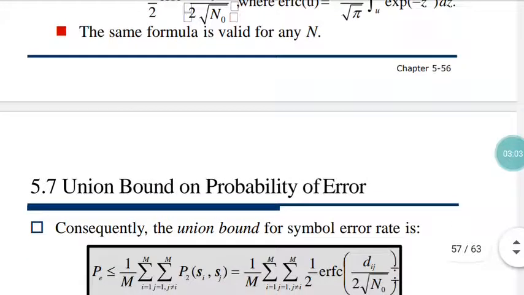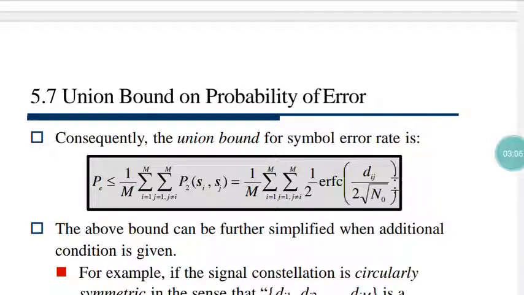So what is the union bound on this probability of error? Consequently, the union bound for the symbol error rate is Pe less than or equal to 1/M times the summation over i equals 1 to M, times the summation over j equals 1 to M with i not equal to j, of P2(Si, Sj). That P2(Si, Sj) is replaced with the ERFC function, half of ERFC of dij divided by 2√n0, where n0 is the average noise power.